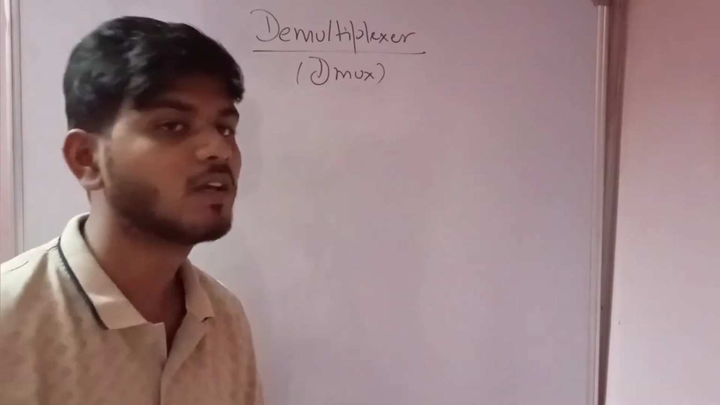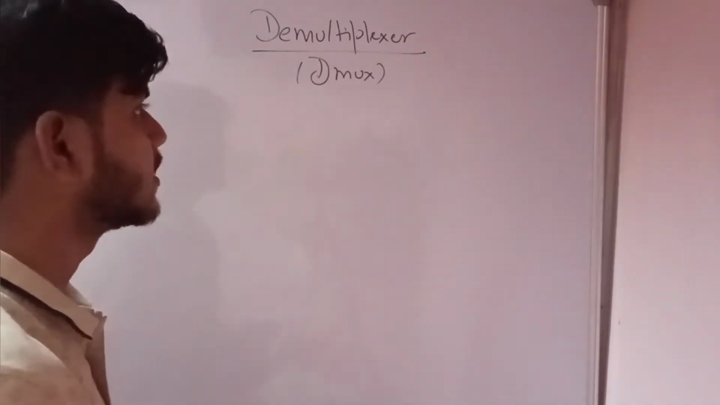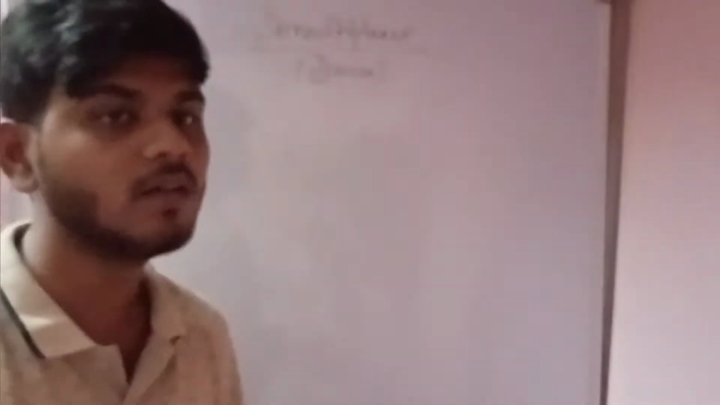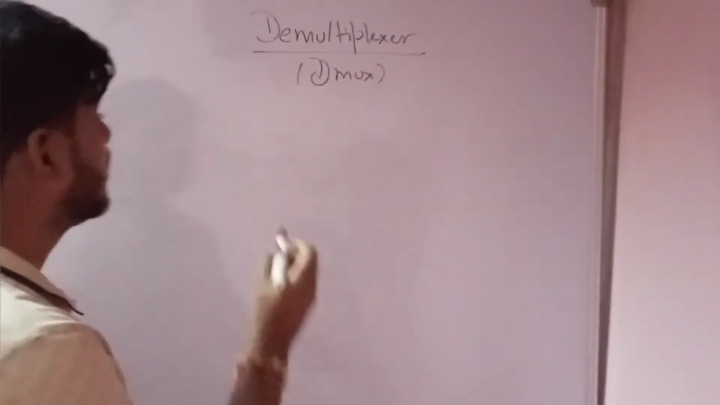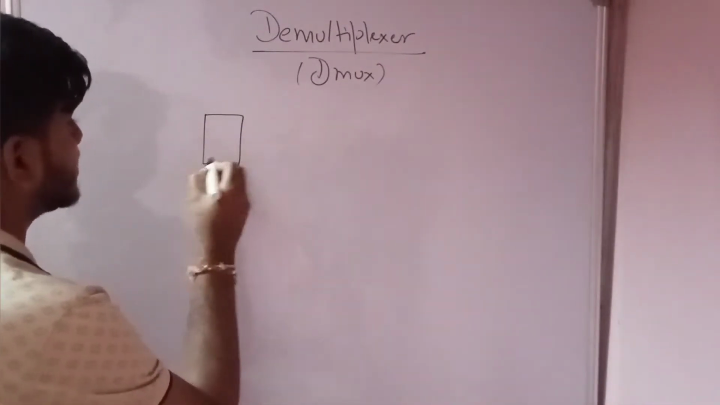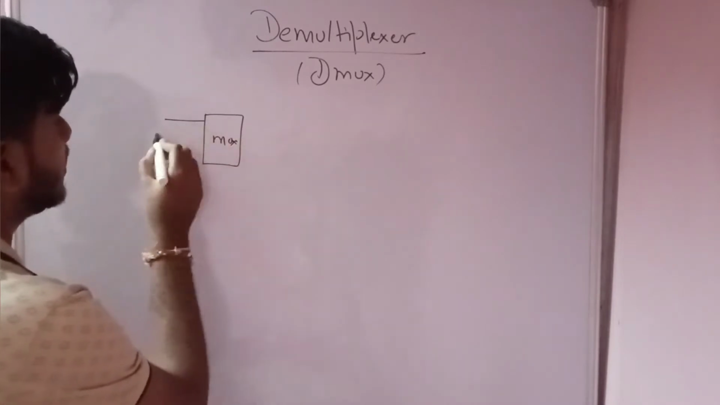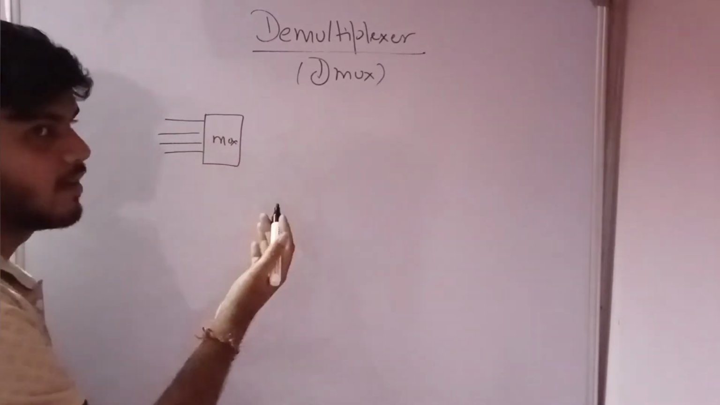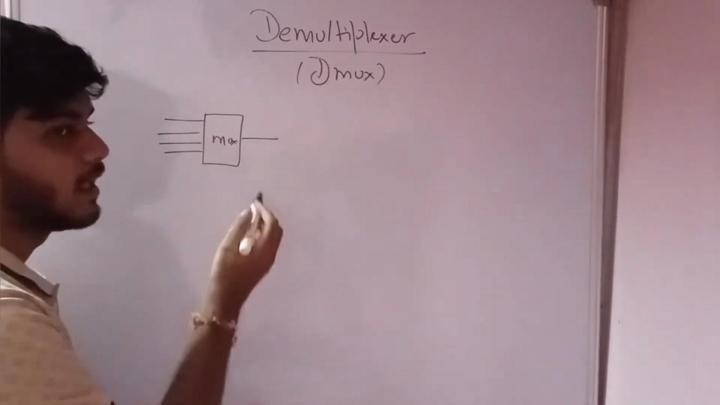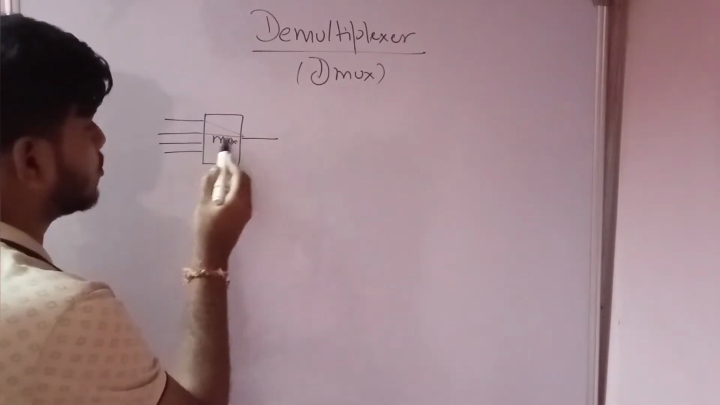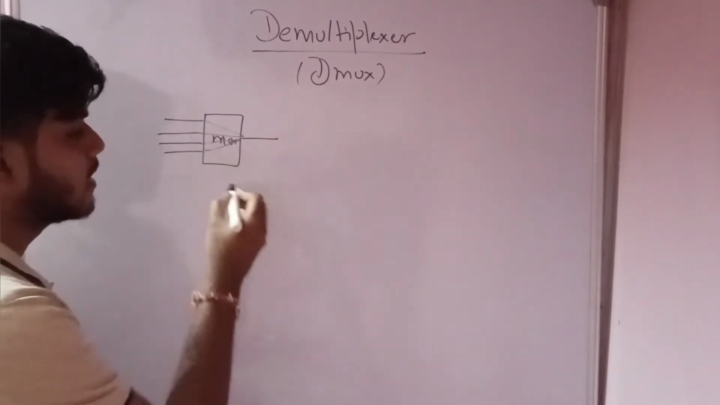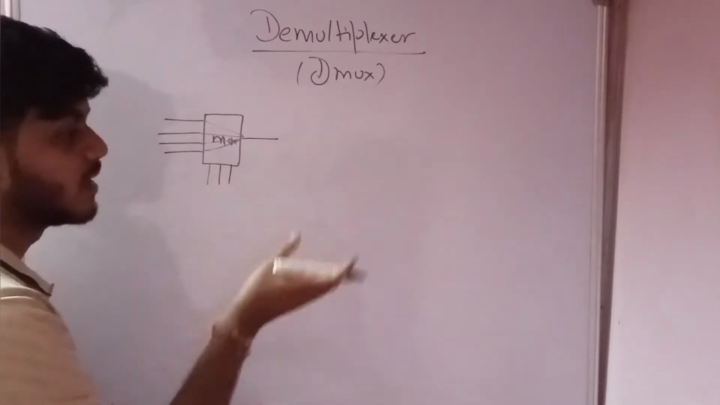So let's begin. First I will explain the difference between the mux and demux. Now we have a mux. Mux has several inputs and one output, right? Now this input is mapped over to this output with respect to the select lines.